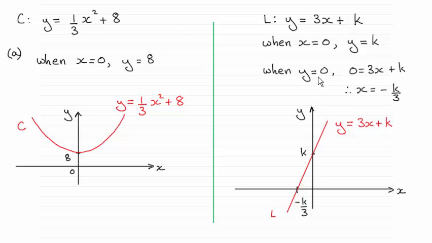And then by substituting y equals 0 into here, you can work out what the x-coordinate will be where it crosses the x-axis, which turns out to be minus k upon 3.